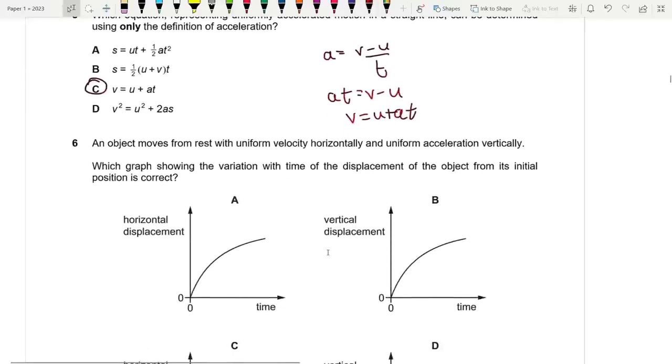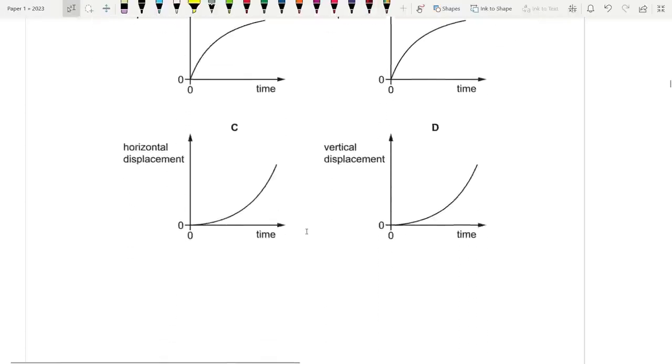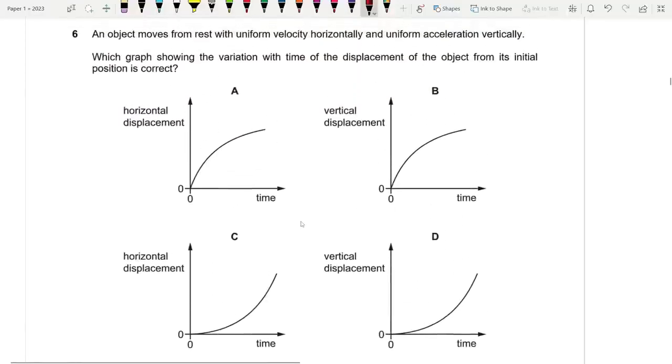Next, number 6: an object moves from rest with uniform velocity horizontally and uniform acceleration vertically. Projectile motion, basically. Which graph shows the variation with time of the displacement of the object from its initial position? Which one is correct? Okay, so essentially, think about it, it's a projectile. It has uniform velocity horizontally and uniform acceleration vertically, and it moves from rest. It's a bit different from a projectile actually.